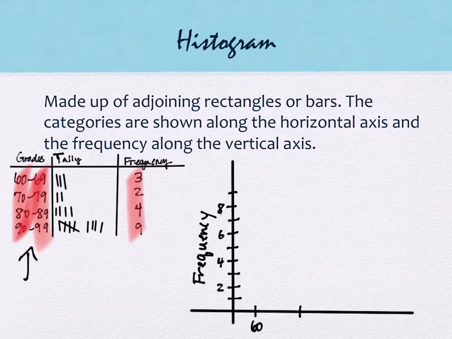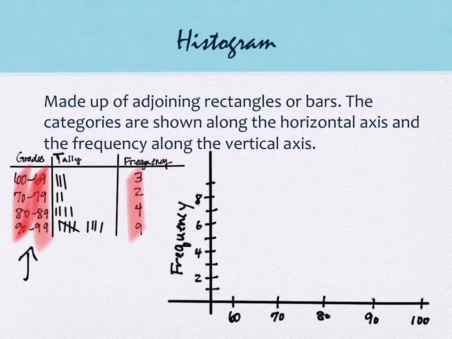And I'm going to go over here. And it's not actually going to go to 69. I'm going to do the beginning of the next column, which is 70. And then 80. 90. And 100. I'm going to shift my graph over just a little bit. I'm running off the board.